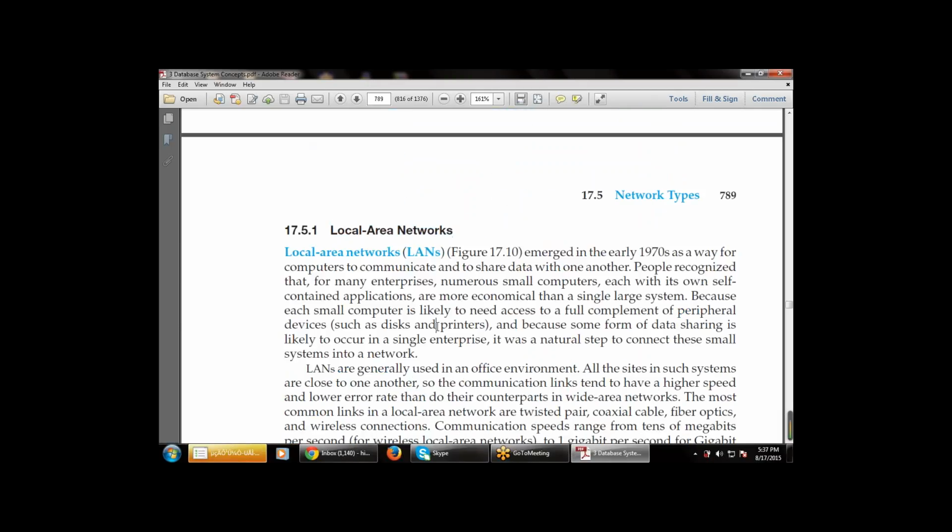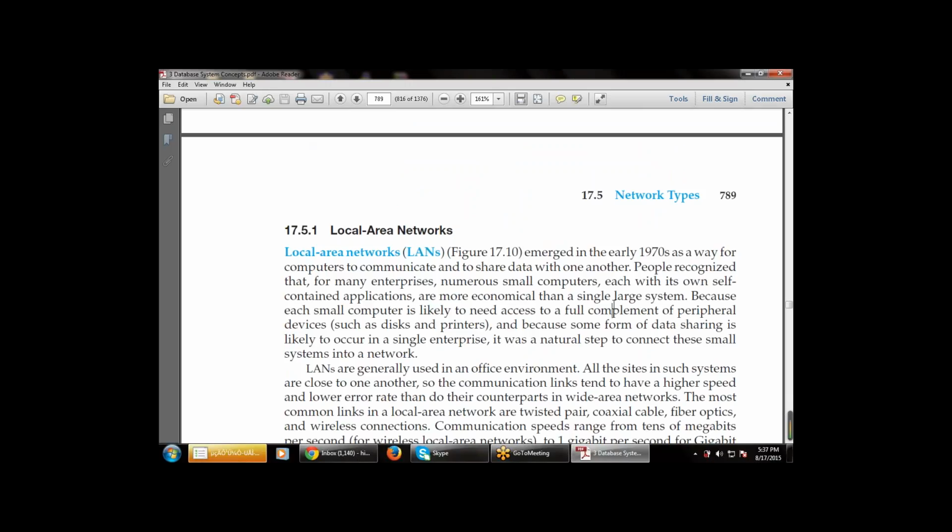So first is a local area network, that means a network in which the area covered is local, within a geographical boundary. It is used by people for their enterprises: numerous small computers, each of which has multiple self-contained applications, which are more economical than a single large system.